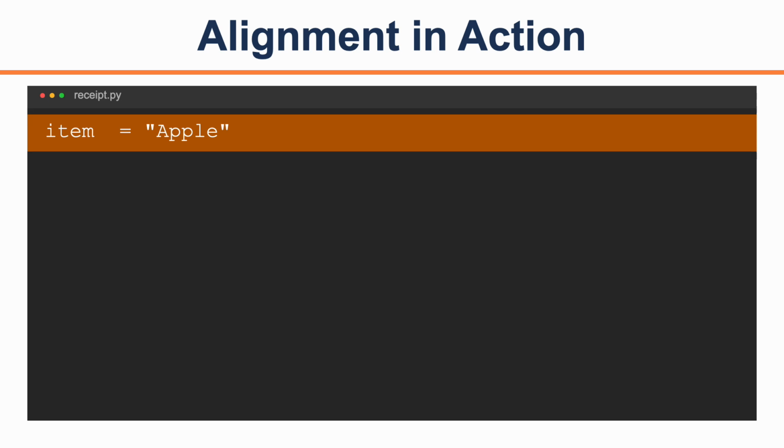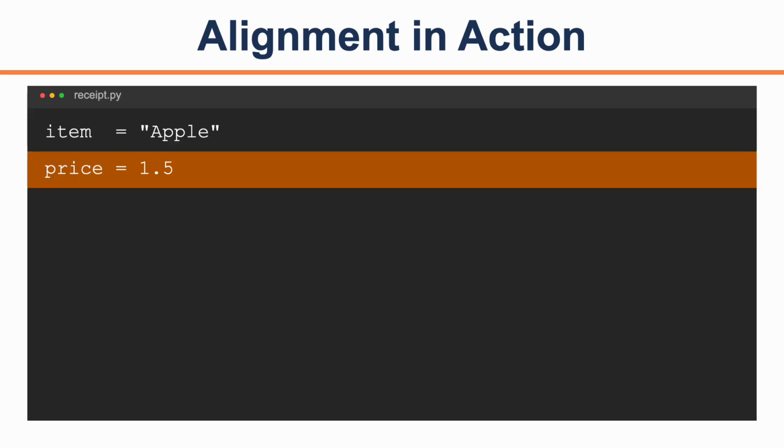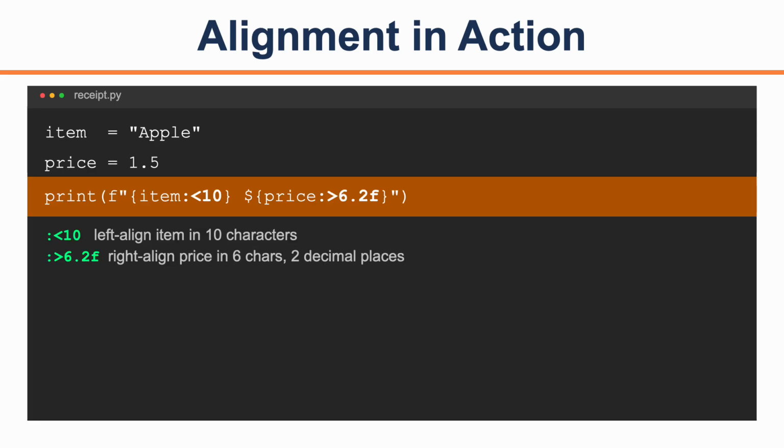The first line assigns the string apple to a variable called item. The second line assigns the float value 1.5 to a variable called price. The third line builds the f-string with both alignment specifiers together. Item is left aligned in 10 characters. Price is right aligned in 6 characters with 2 decimal places. Both appear in the same string, creating a clean column layout.